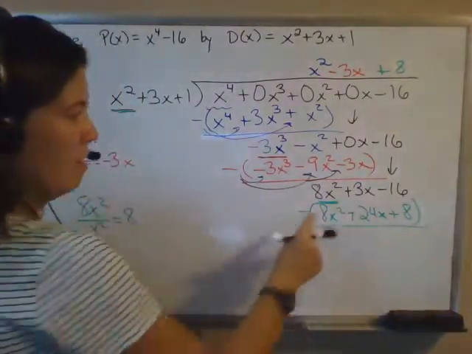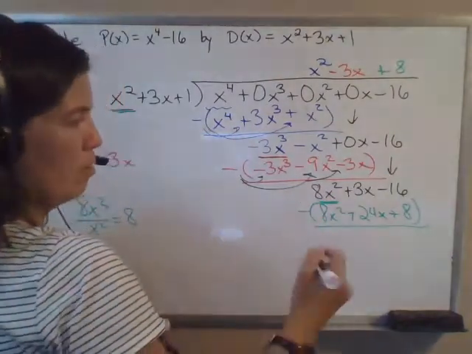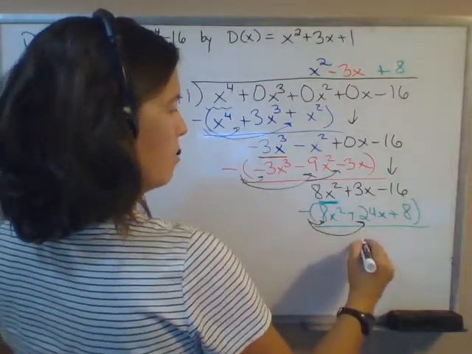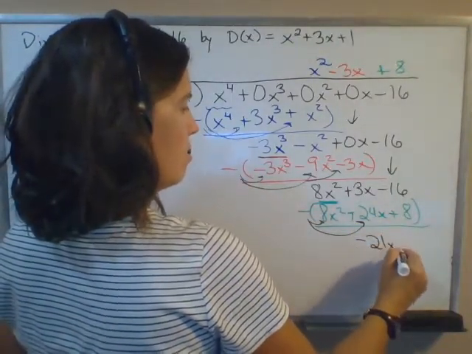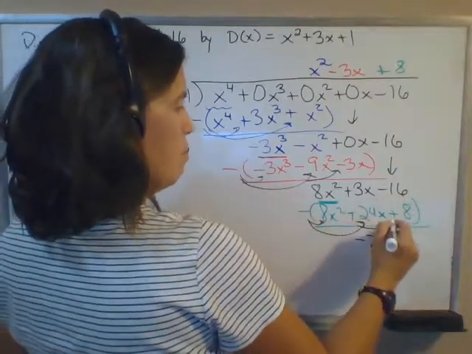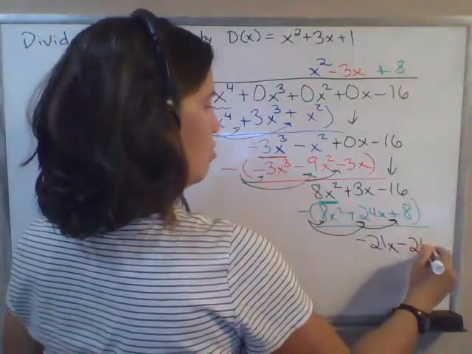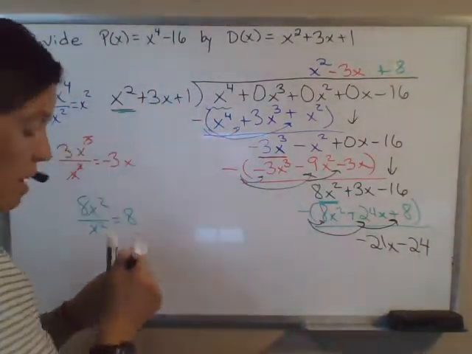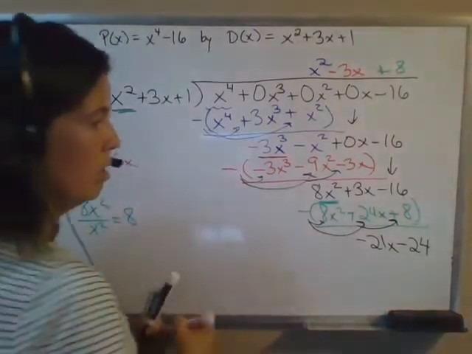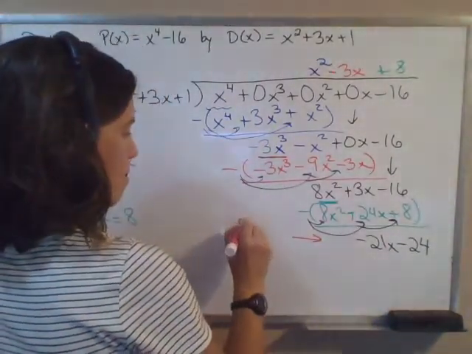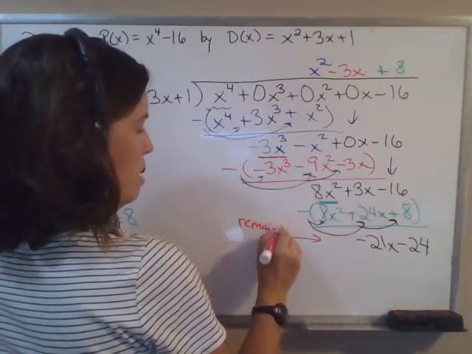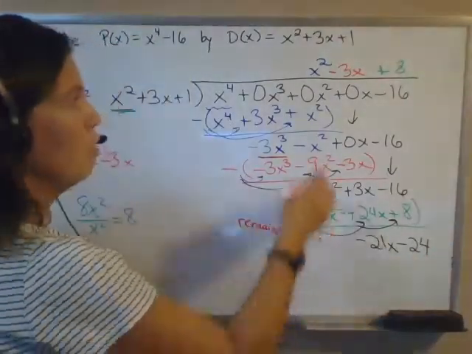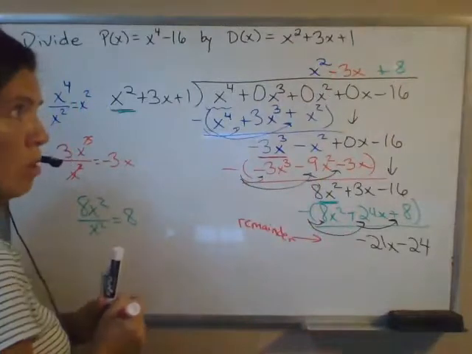So what's left, 8x squared minus 8x squared, so that goes, leading term should always go away, 3x minus 24x, so that's negative 21x. Negative 16 minus 8, so that's negative 24. And the degree now here is lower than the degree of what we're dividing by. So this right here is the remainder. And there are different ways that we can express our solution. So you can just write remainder equals negative 21x minus 24. Quotient equals what's up here, the x squared minus 3x plus 8.